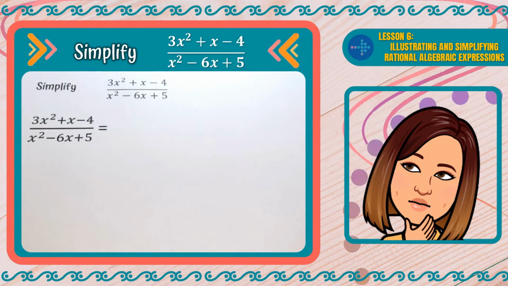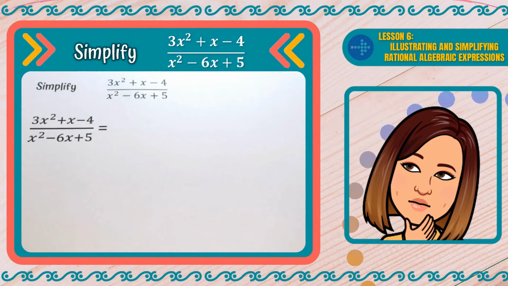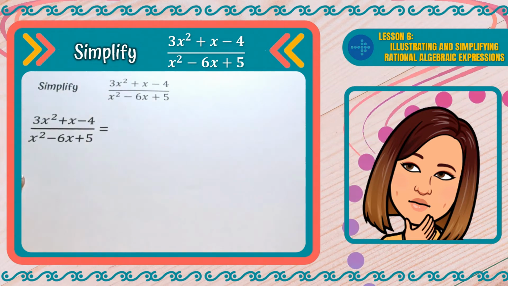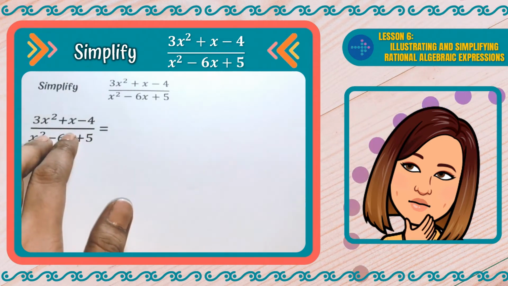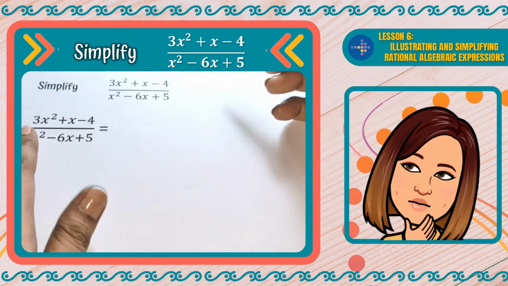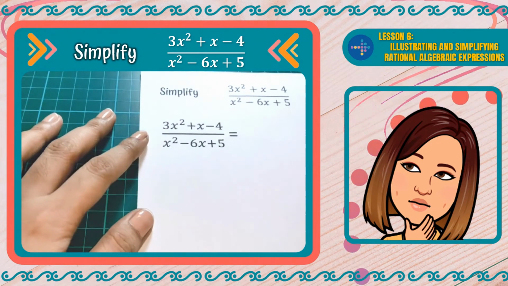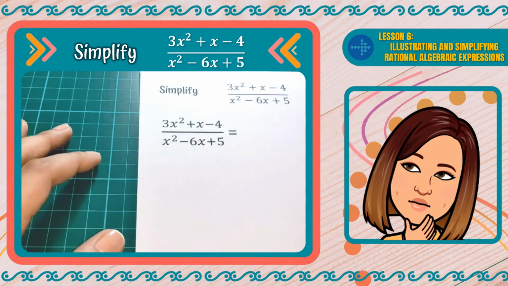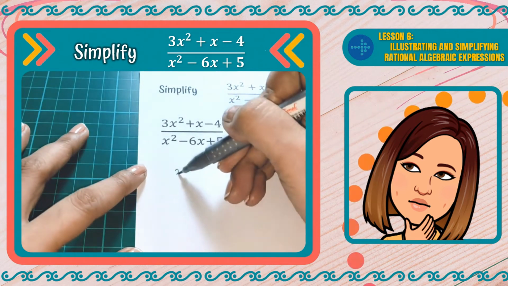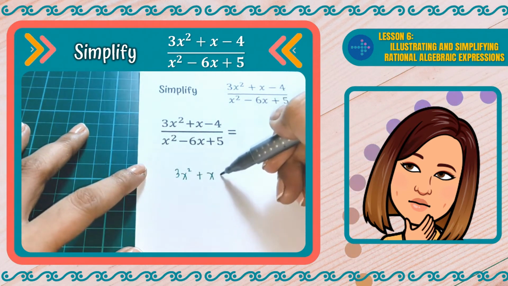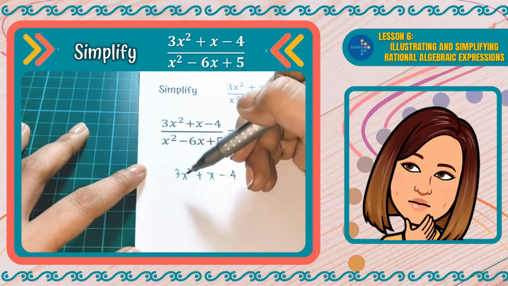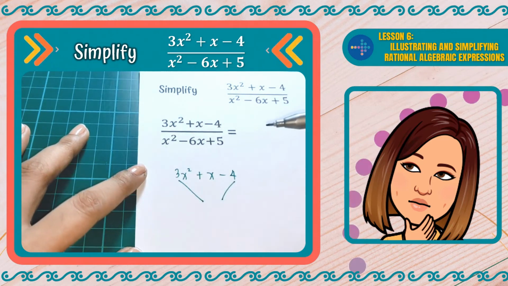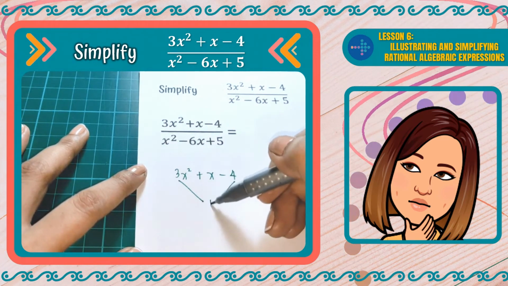So, the given is 3x squared plus x minus 4 over x squared minus 6x plus 5. So, factor the numerator and the denominator. Yung numerator natin ay general trinomial where a is greater than 1. So, in the last video lesson, pinag-aralan natin kung paano mag-factor ng general trinomial where a is greater than 1. So, we have 3x squared plus x minus 4. First step natin is to multiply the numerical coefficient of the first term and yung last term natin. So, 3 times 4 is 12.